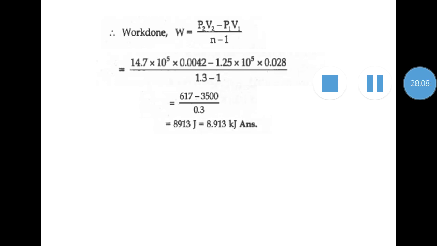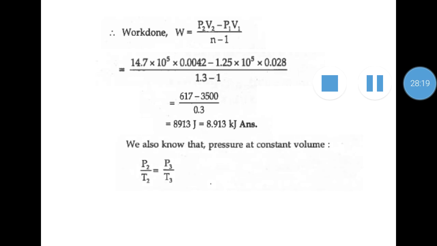We are getting it in terms of joule, and we have to convert it into kilojoule, so dividing by 1000, 8913 divided by 1000, we are getting 8.913 kilojoule is the required work done answer. Next, we also know that at constant volume we have to find out P3. So up to that, work done 8913 is for the polytropic process. After the polytropic process, the air is brought back to its original temperature by keeping the volume constant. So during that, we have to find out what the pressure change is.